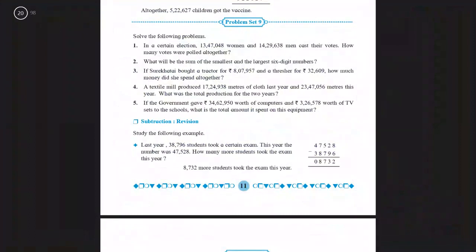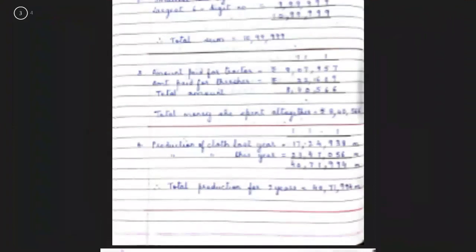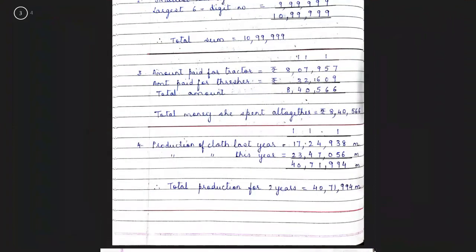Question number 3. If Surekha Tai bought a tractor for 8,07,957 and a thresher for 32,609, how much money did she spend altogether? So obviously we need to add up both these values. So the statements are like this: amount paid for tractor equal to rupees 8,07,957, amount paid for thresher rupees 32,609.